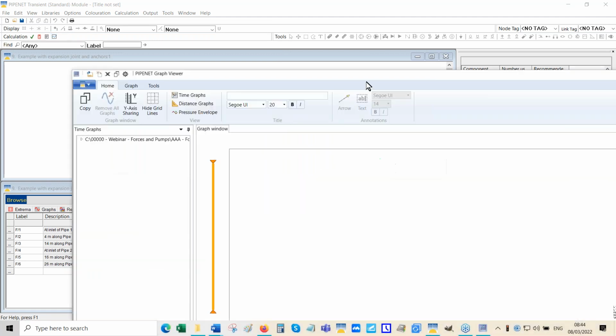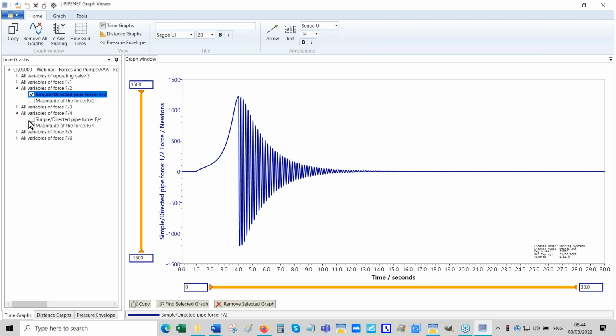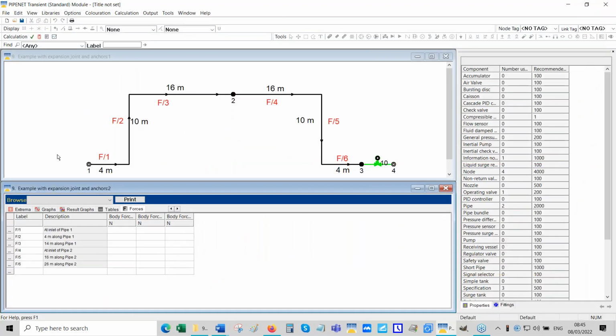We just plot a couple of them. I mean, we don't have to plot all of them. F2, F4. And you can see that F4 is actually quite a bit bigger than that, because I presume F4 has an elastic joint at one end. It just means that it tells us how to support the pipe. Okay, that's what that is.